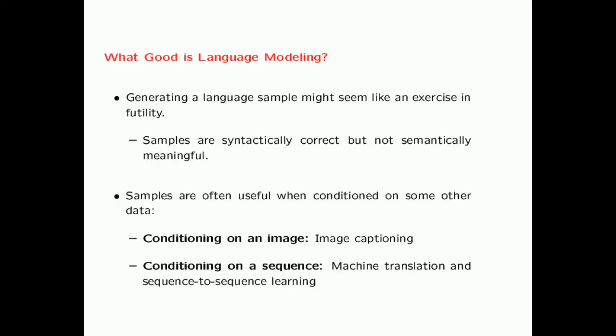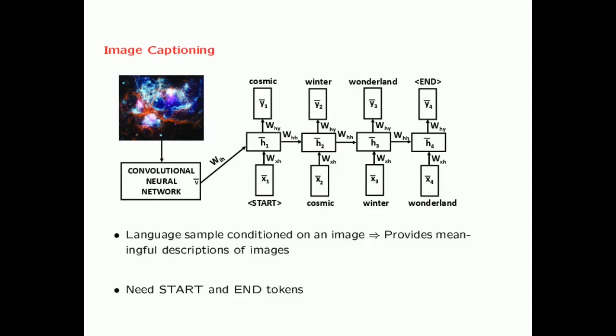So in all of these cases, because you start off with a conditioning, it will give you a syntactically correct sequence of words, which is very reflective of that particular element that you condition it on. So you will get very meaningful output. Let's look at one example: image captioning. In image captioning, you train over image-caption pairs. So your training data contains pairs of images and captions.